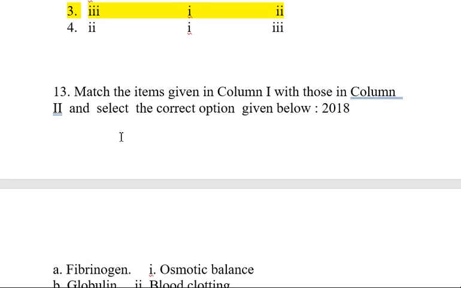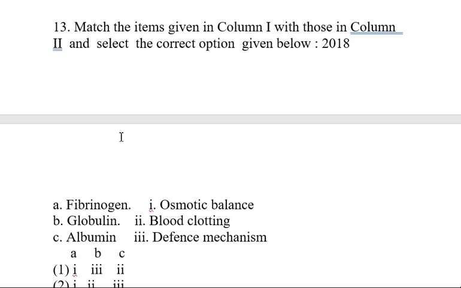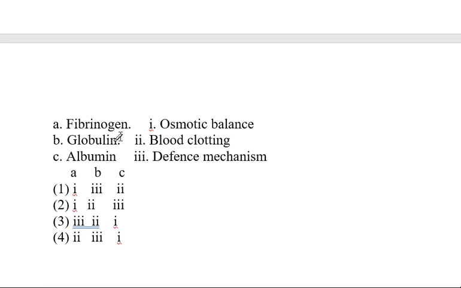So this is also a match. Fibrinogen, osmotic balance; globulin, blood clotting; albumin, defense mechanism. So the correct option is 4.